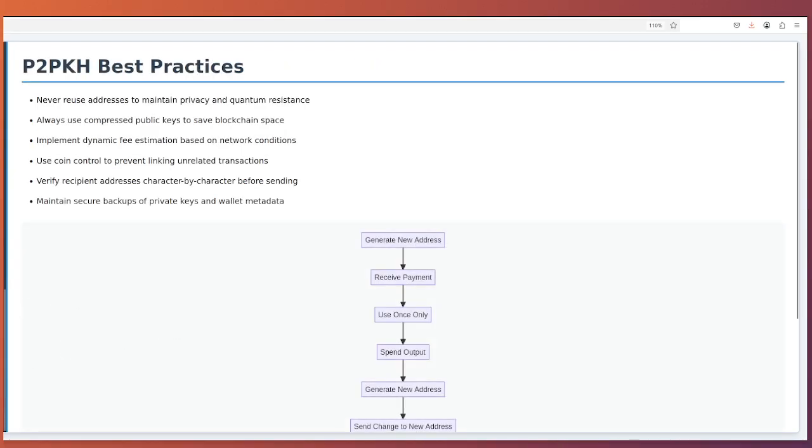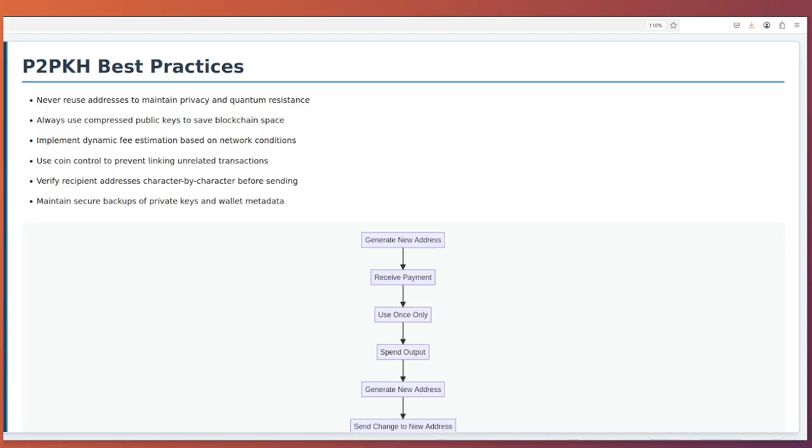P2PKH Best Practices. Following best practices when working with P2PKH transactions ensures security, privacy, and efficiency. These practices have evolved over Bitcoin's history based on lessons learned from security incidents, privacy research, and practical experience. Not reusing addresses is perhaps the most important best practice. Once you've spent from an address and revealed your public key, that address has less quantum resistance and is permanently linked in the blockchain to your spending patterns. Generate a new address for every transaction you receive.